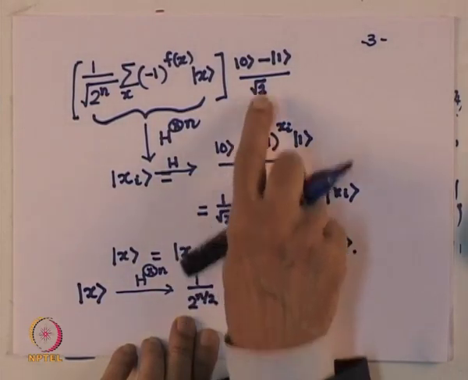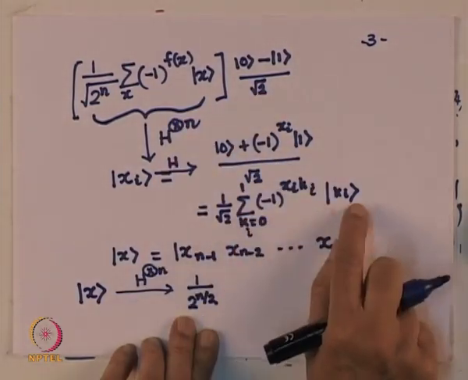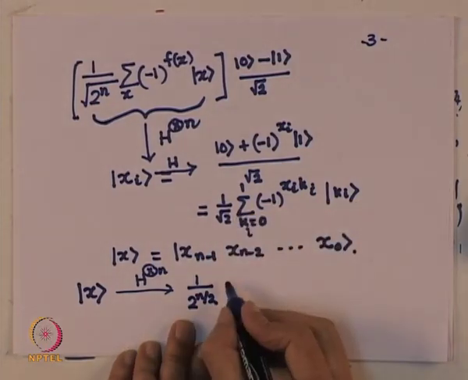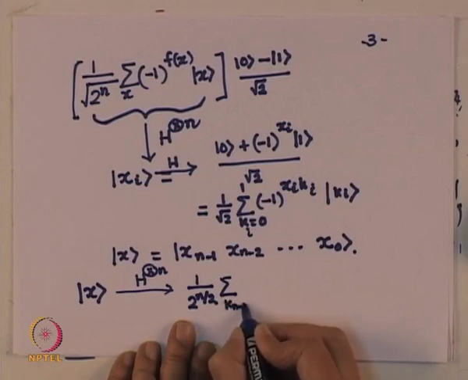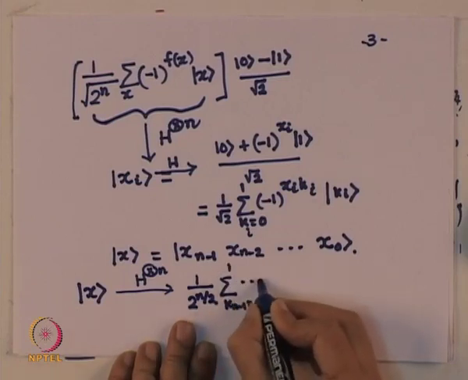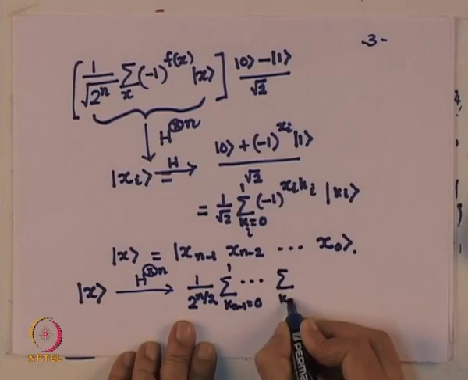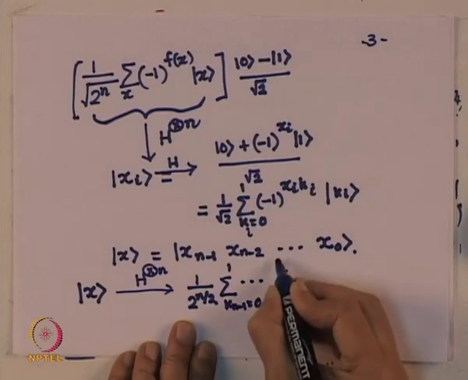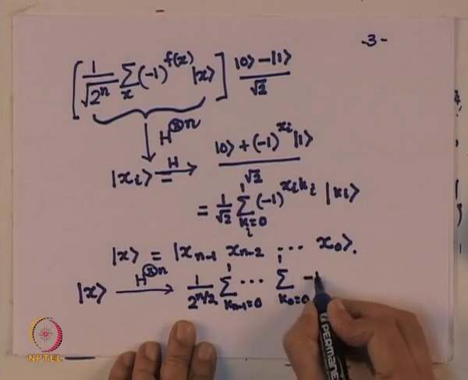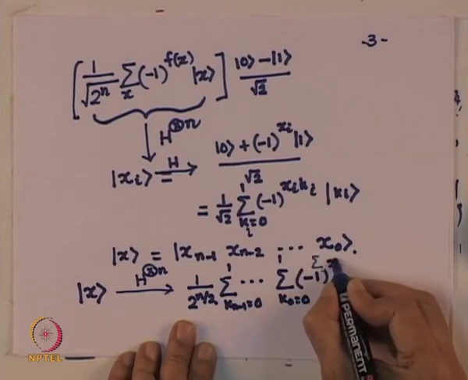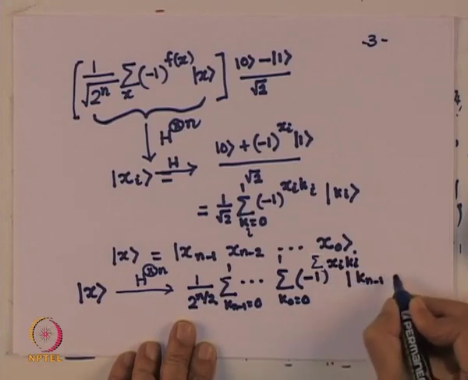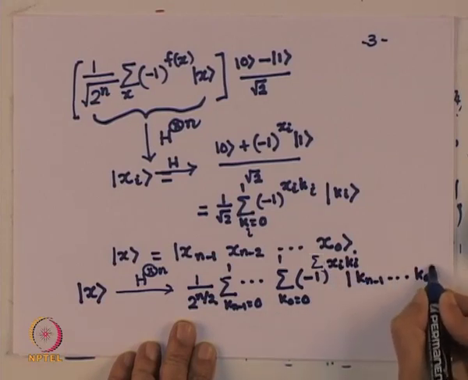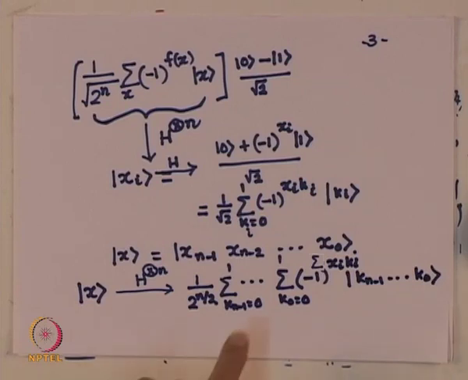So each one of these terms that was there, I will write it in this form. Therefore, I will have the sum over k_{n-1} equal to 0 to 1, and like that up to k_0 equal to 0 to 1, I get (-1) to the power x_i k_i, and of course k_{n-1} up to k_0. So one phase factor from each of the terms.